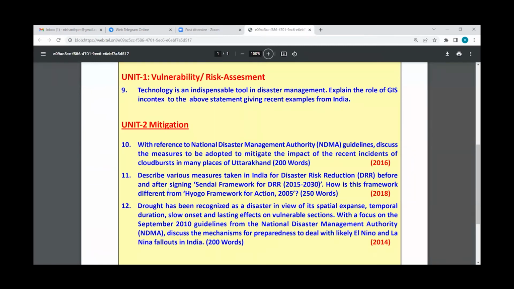Fine. Look at the 10th question. With reference to the NDMA, National Disaster Management Authority guidelines, discuss the measures to be adopted to mitigate the impact of recent incidents of cloudbursts. We all know it came in the context of Uttarakhand. So how do you mitigate the impact of cloudburst? See the question, it is the mitigation, not the response or recovery. So try to think and then give the answer. You give the framework.